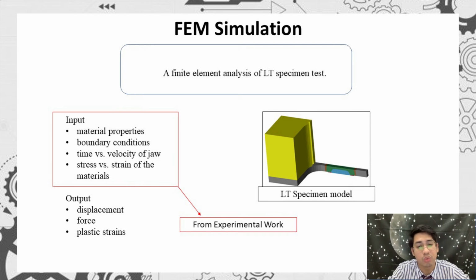In simulation, we are going to simulate and analyze computationally the LT specimen test. The inputs from the experimental work are material properties, boundary conditions, time, pieces, velocity of the jaw, and stress and strain of the materials. The output is displacement, force and strain.